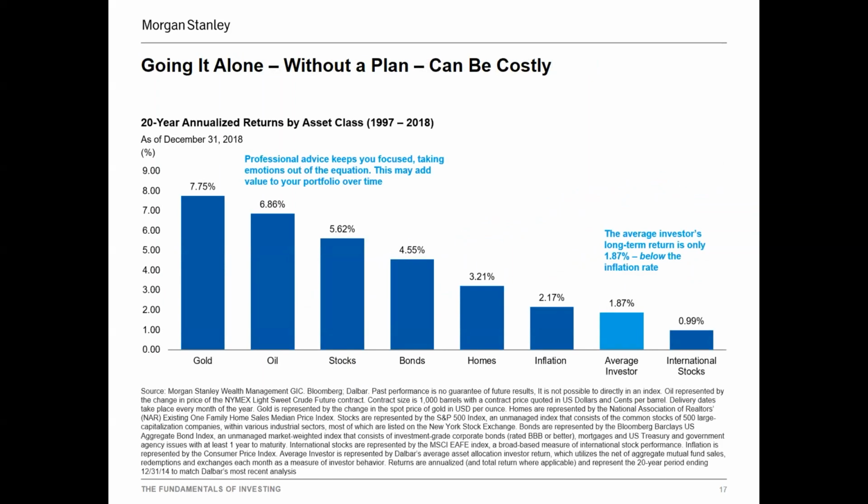So ultimately, going it alone or going into this without a plan can be costly. The light blue bar on this chart shows the long-term return of the average investor in the 20-year period from 1996 to 2017. And as you can see, the average investor's long-term return is only 2.11%, below inflation. And again, we see that the stocks show the highest long-term return other than gold.